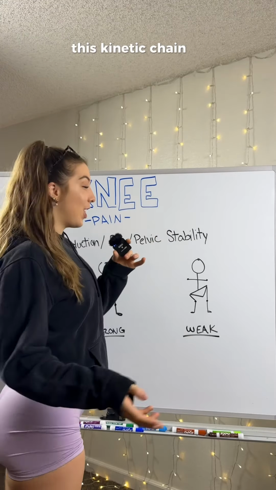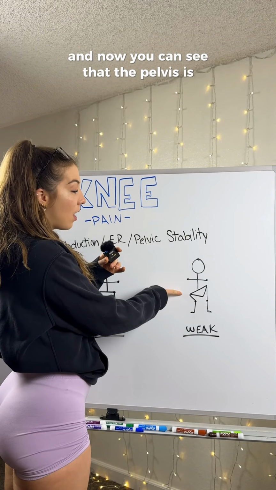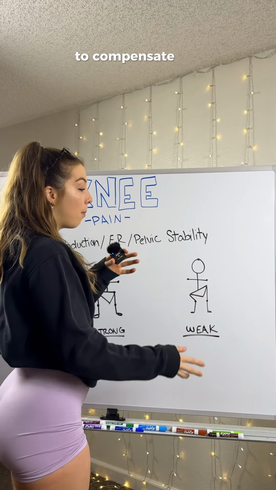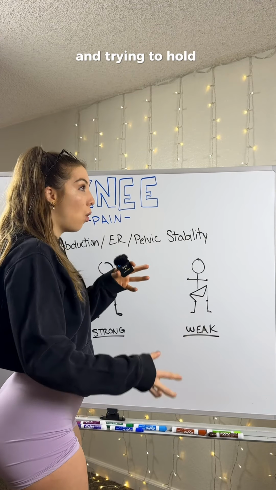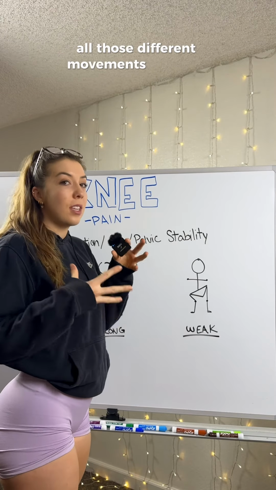So this kinetic chain is showing someone that has a weak glute med, and now you can see that the pelvis is unaligned on top of your lower extremity, and now your knees are taking the load to compensate for this uneven alignment and trying to hold your pelvis in stability while it's also trying to do all those different movements that you're doing in your workouts.